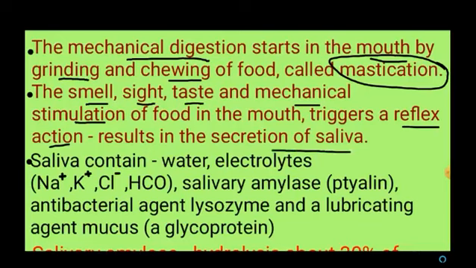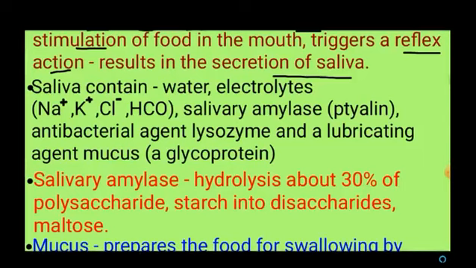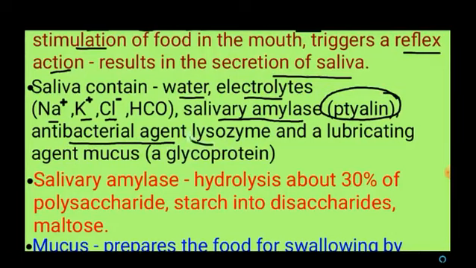So what are the components of saliva? The saliva contains water, electrolytes such as sodium ion, potassium ion, chloride ion and bicarbonates. Along with this, saliva contains salivary amylase. It is an enzyme and it is also called ptyalin. Along with this, it also possesses an antibacterial agent called lysozyme, and a lubricating agent that is mucus. Mucus is nothing but a glycoprotein.